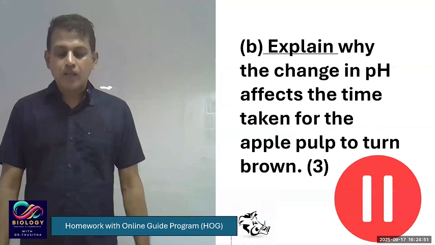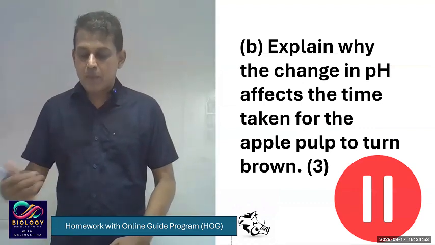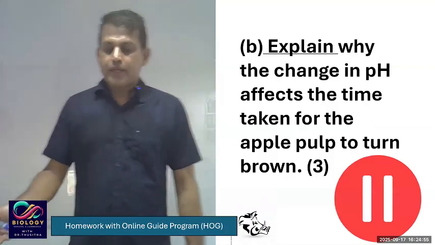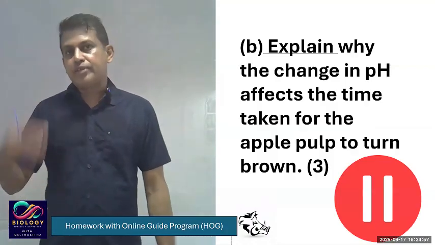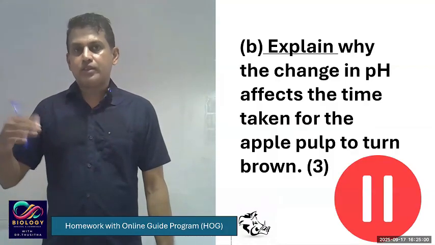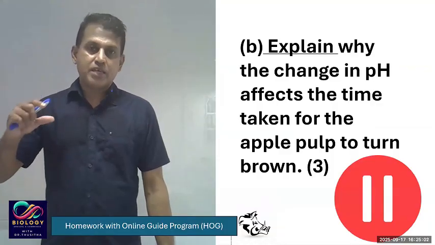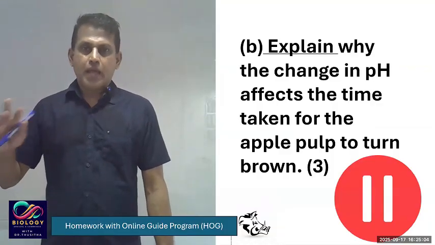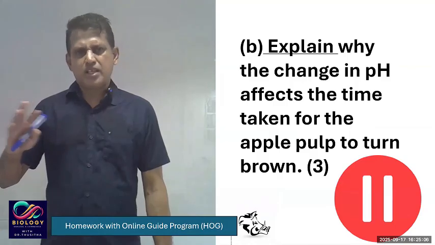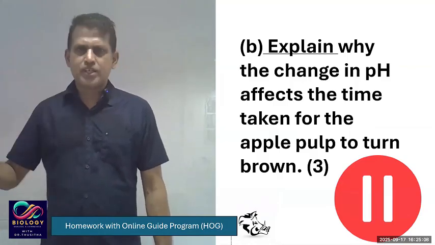Explain why the change in pH affects the time taken for the apple pulp to turn brown. So now we see different pH, we have a different time. So pH 7, it's very fast. And pH 3, it's very slow. And pH 11 also very slow.